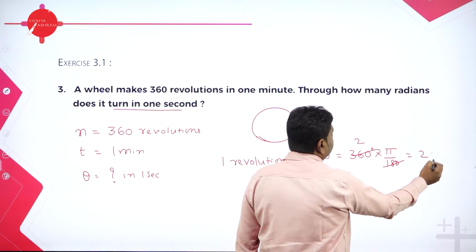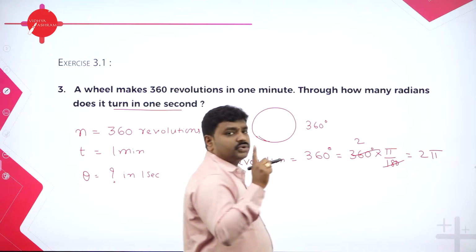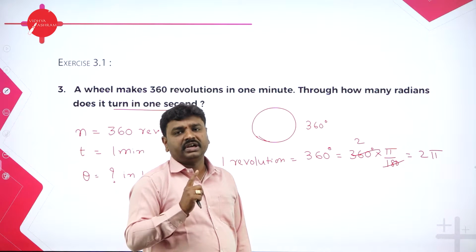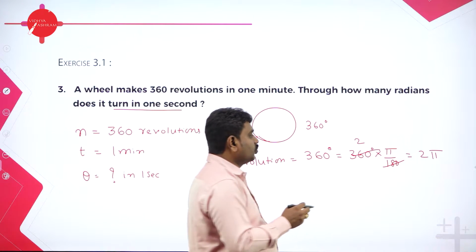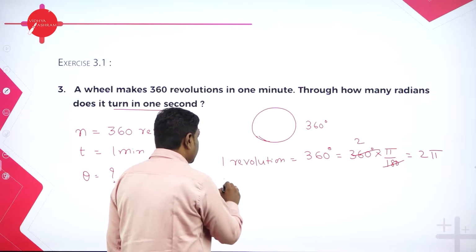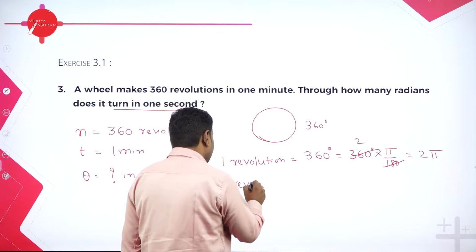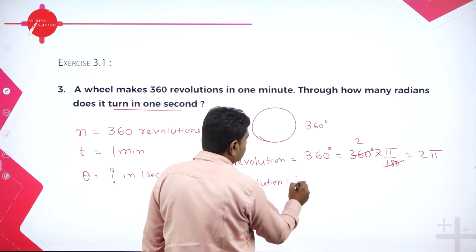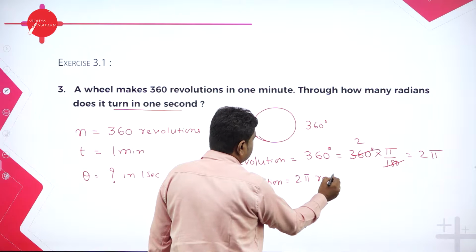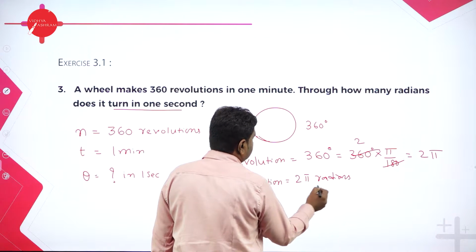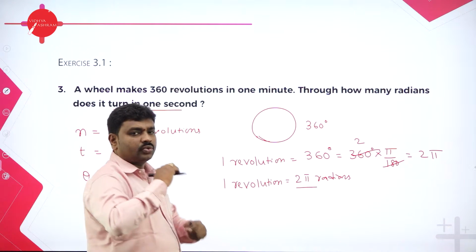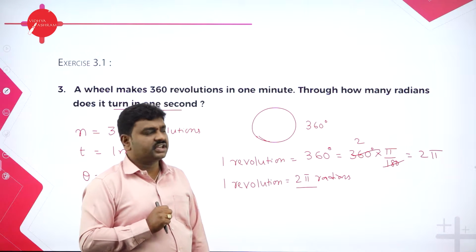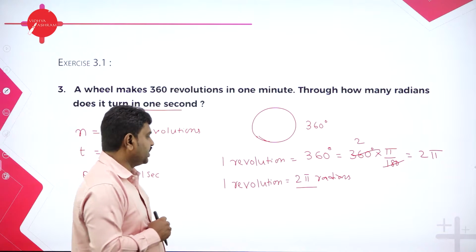So 2 pi. One revolution is, if the wheel rotates one time, then it will cover 2 pi radians. So therefore you got one revolution is equal to 2 pi radians. This is first basic you should know. One complete rotation is what? 360 degrees. One revolution is 360 degrees. 360 degrees in radians is 2 pi radians.